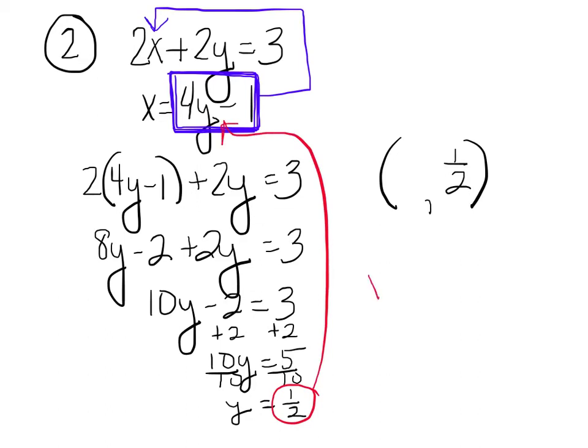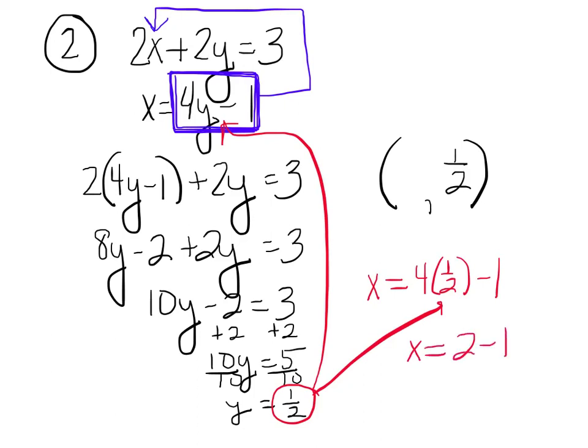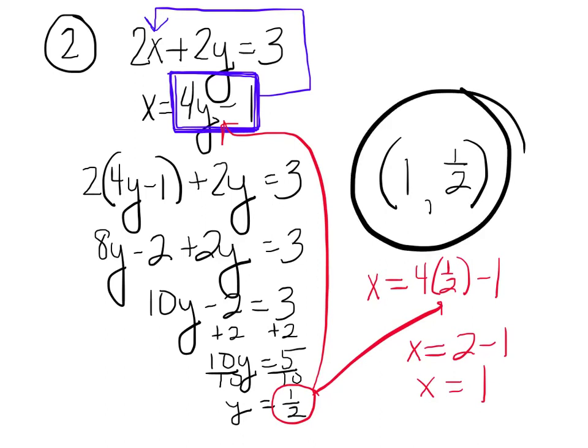So what does it say? x equals 4 times y minus 1. What's y? I'm plugging it in. Remember, you're taking it and plugging it in right there. So we plug it in. x equals, what's 4 times 1/2? Well, 1/2 of 4 is 2. So 2 minus 1, x equals 1. So my answer would be 1, 1/2. And that is your answer for this problem.